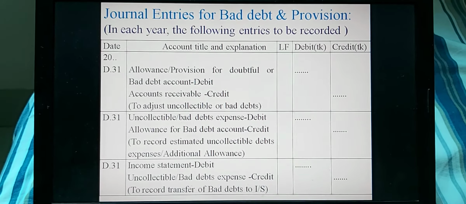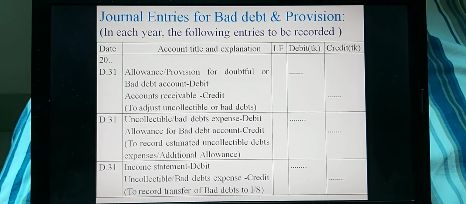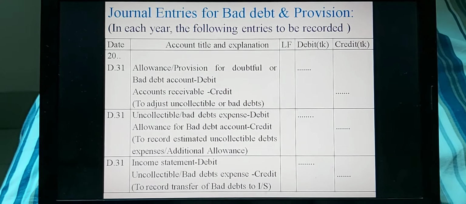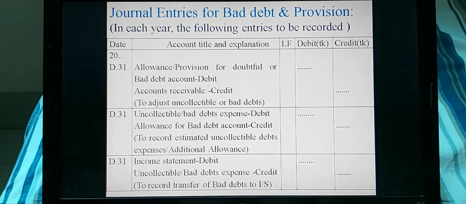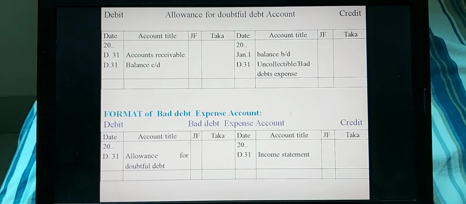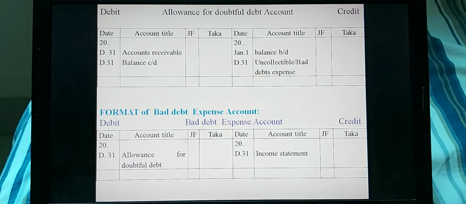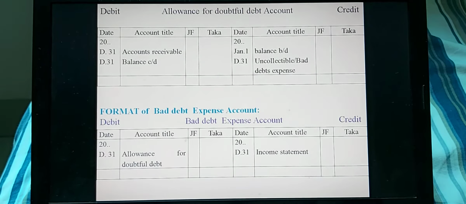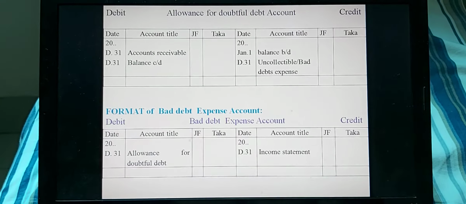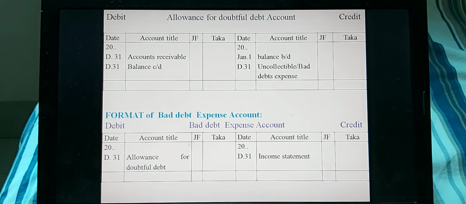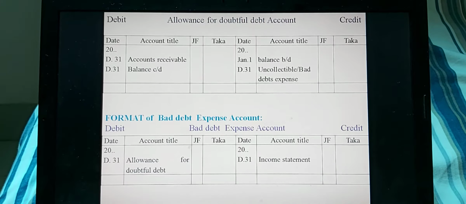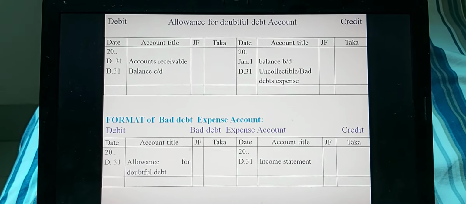How to show it? Now you can copy from my slide. What is the way to show the allowance for doubtful debt or provision for bad debt account and the bad debt expense account?